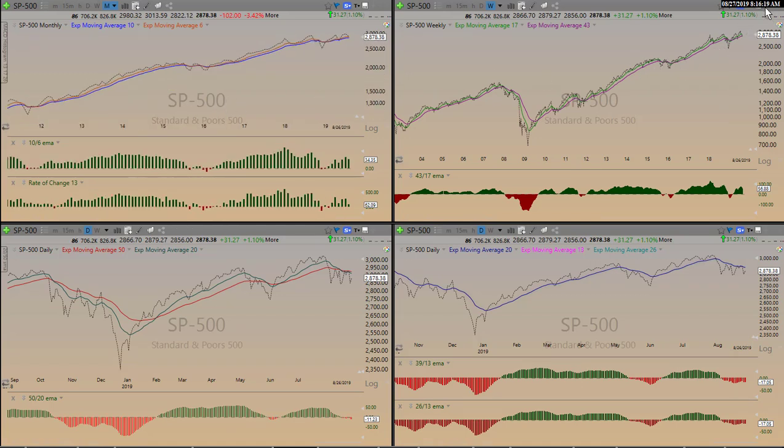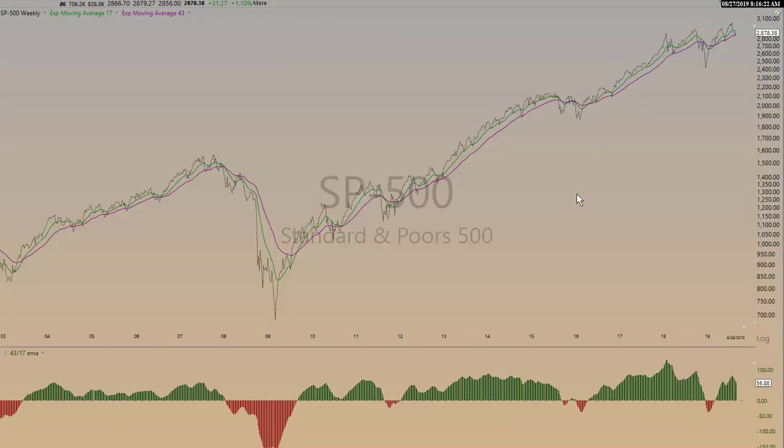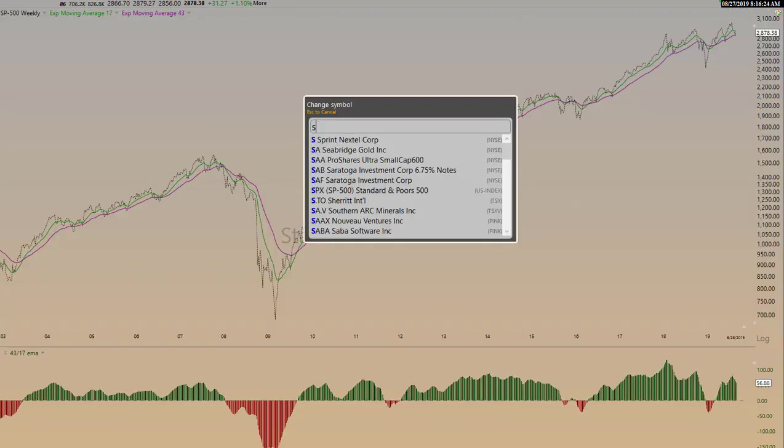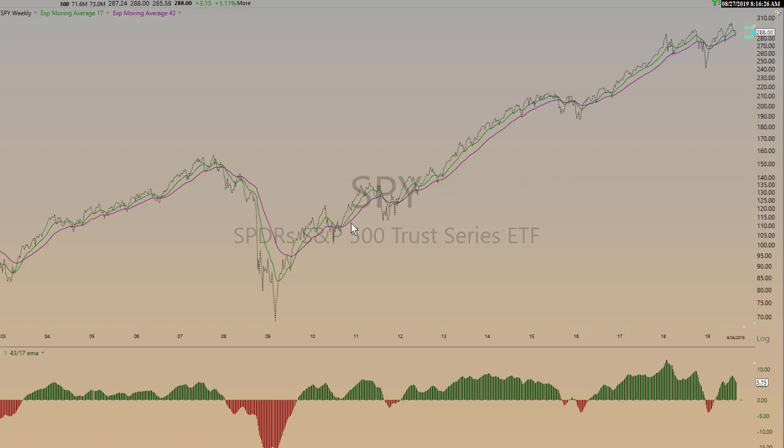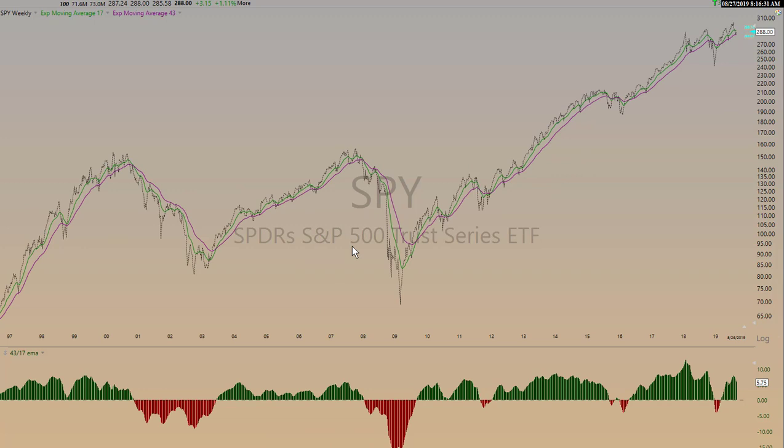We're going to go here to a weekly chart. We can even flip over to SPY. You can see they're going to look the same. SPY tracks the S&P 500 nearly perfectly. And this one we're using a 17 EMA and a 43 period EMA, again on a weekly time frame. So you can see the lines above, and the histogram just simply tells us when they cross. And as you can see, it does a pretty good job right here, let's just show you, of getting you in and out.